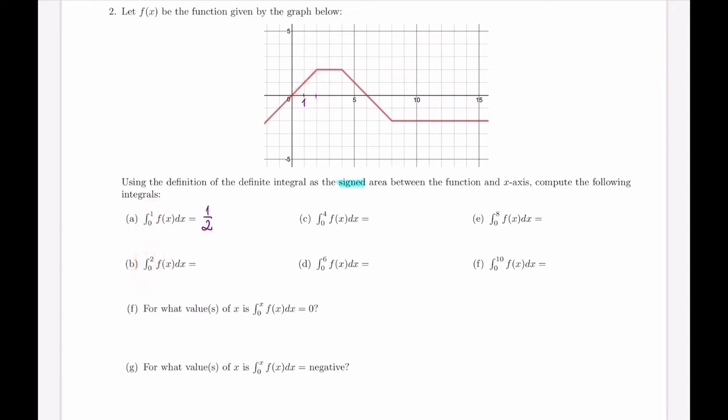You can again compute it in different ways. You can think of this area, for example, as just the area of a triangle, or you can see that this is 1 square and 2 half squares, which altogether will give you the area of 2.